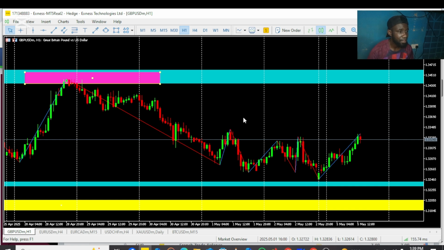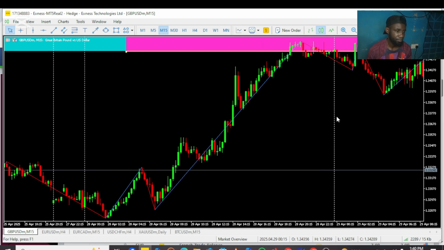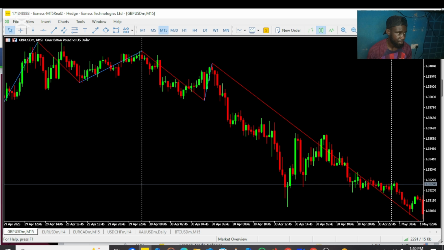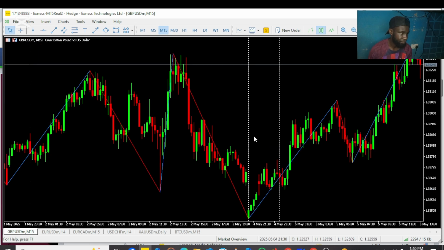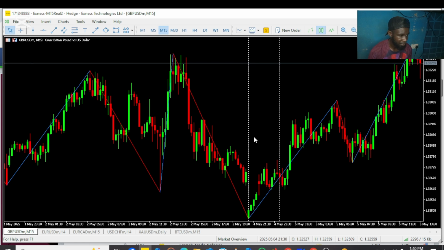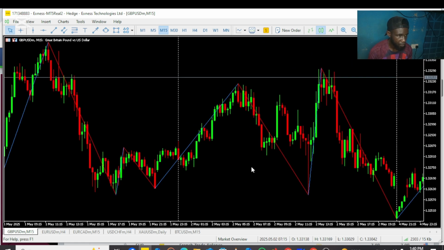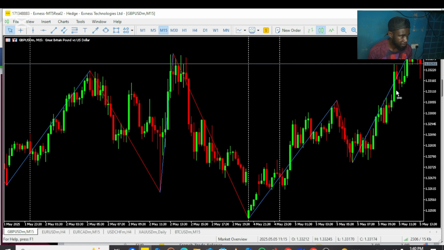Okay, since the H1 time frame has confirmed that the market is in an uptrend, then let's move to our executing time frame, which is the 15 minutes time frame. Me, I normally execute my trade on the 15-minute time frame. Okay, here is the 15 minutes time frame.